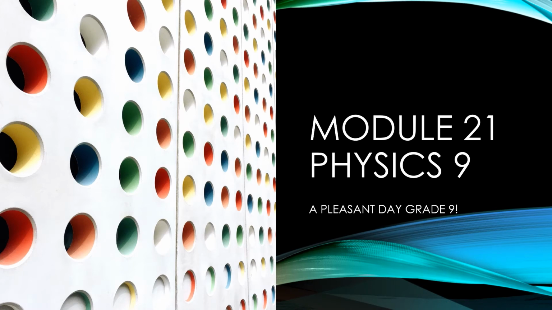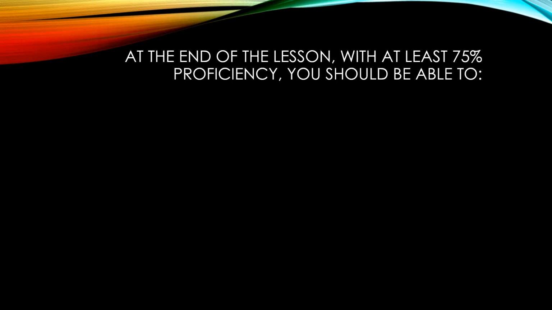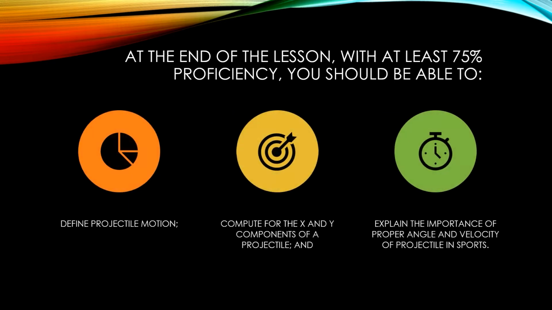Today we are going to discuss Module 21 of Physics 9. Before we proceed, here are today's instructional objectives. At the end of the lesson, with at least 75% proficiency, you should be able to, first, define projectile motion. Second, compute for the x and y components of the projectile. Third, explain the importance of proper angle and velocity of the projectile in sports.